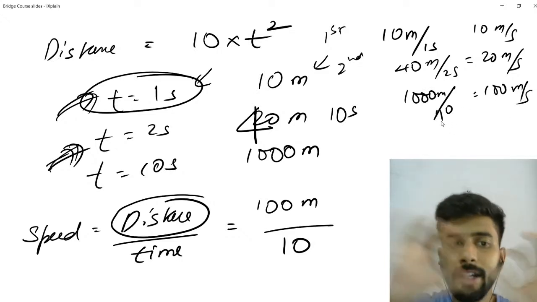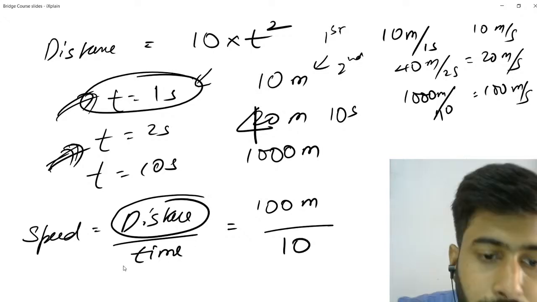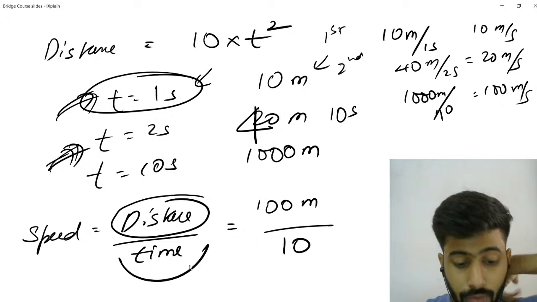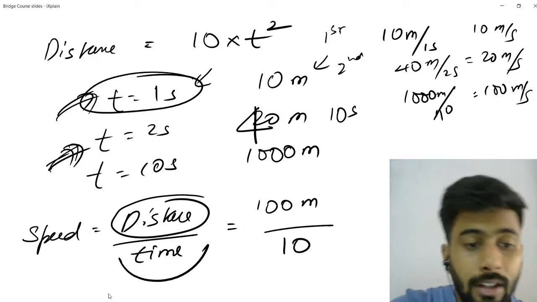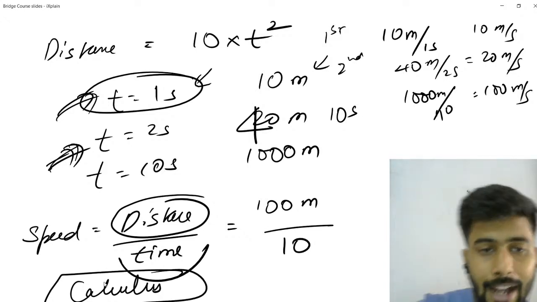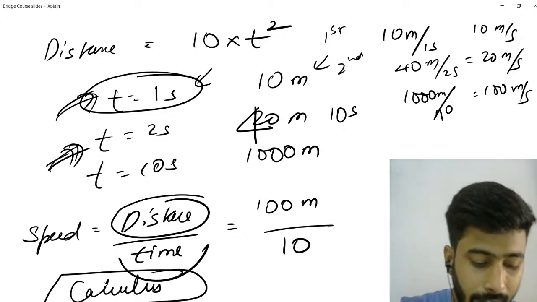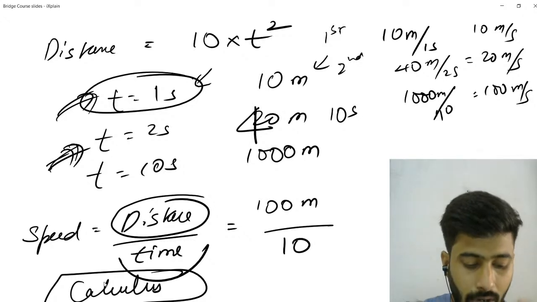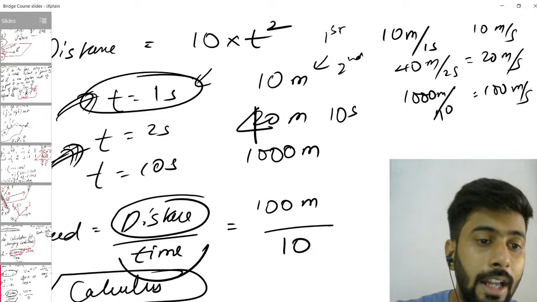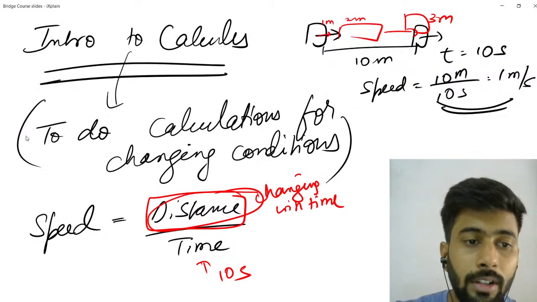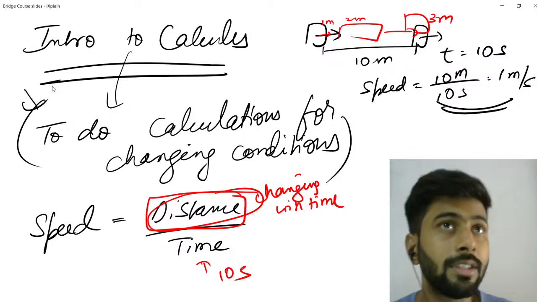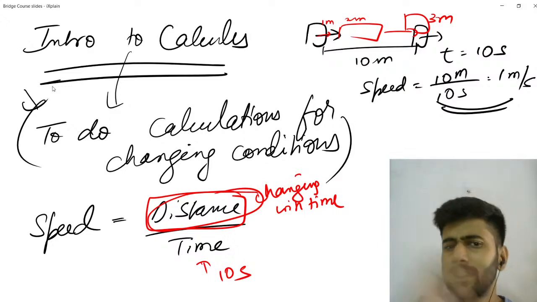So you can see speed itself is changing. Then how can I use this formula directly? Because distance is not constant with time. So for handling cases like these, we study the concept of calculus. Tomorrow I will bring this example up again, and I will give a slow introduction to what calculus is. But as of now, the only takeaway that I want you to have is calculus is studied for those situations or conditions where things are changing.